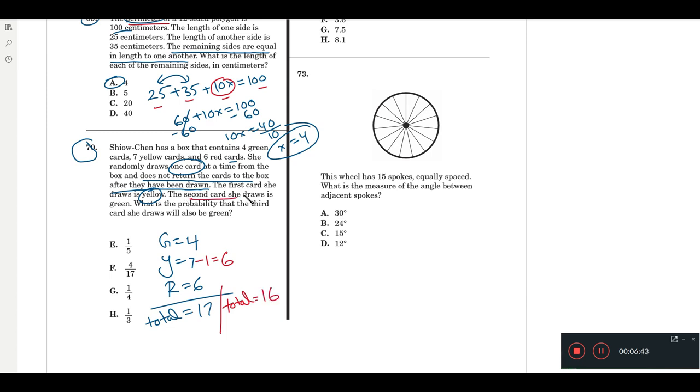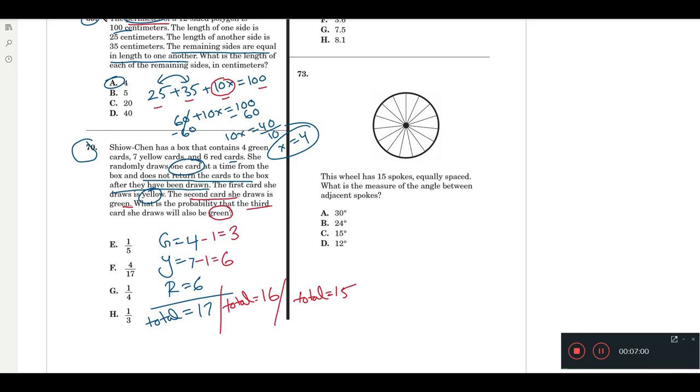Now the second card she draws is green. So now she's taking out a green. So minus 1, let's say 4 out of 16, and the new total is then 15. Now, what is the probability that the third card she draws will also be green?